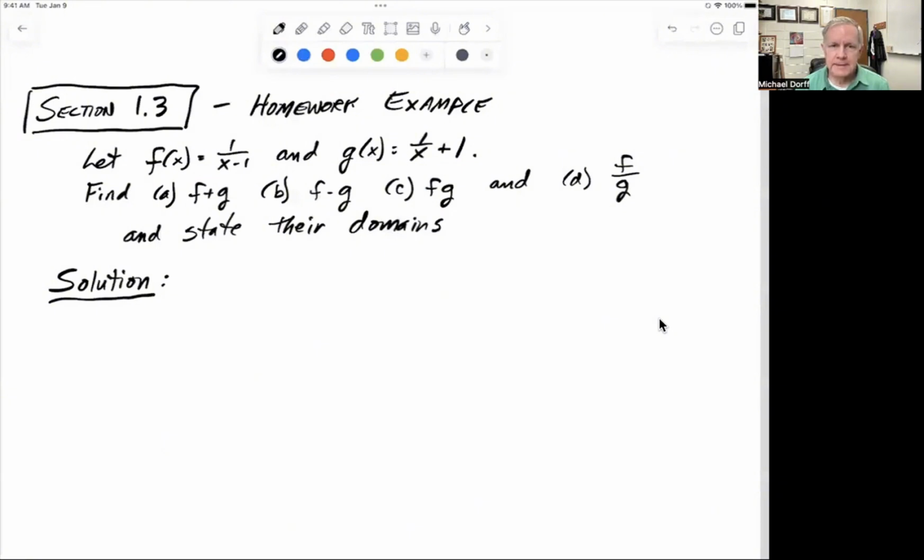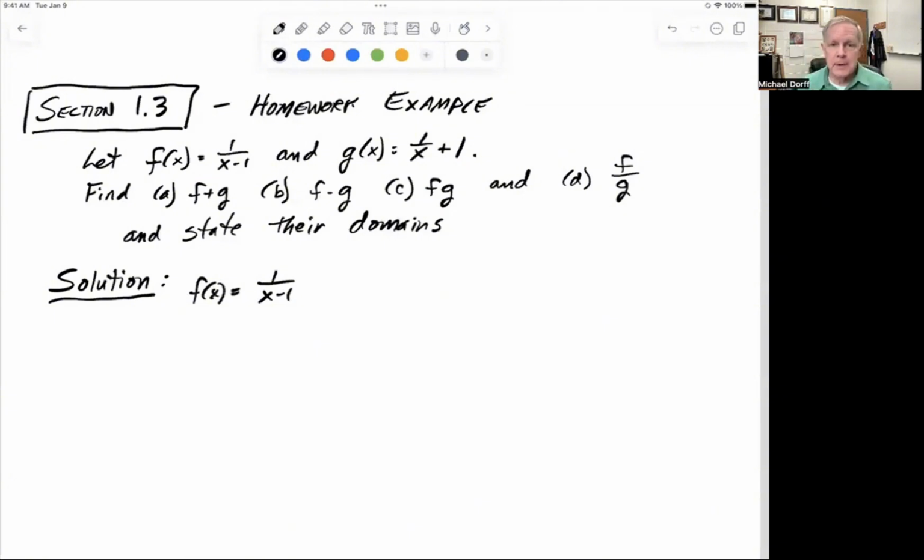And you're supposed to find the sum of these two functions, the difference of these two functions, the product of these two functions, and the quotient of these two functions, and state their domains. So let's first look at what are the domains of f and g by themselves. So f of x is 1 over x minus 1.